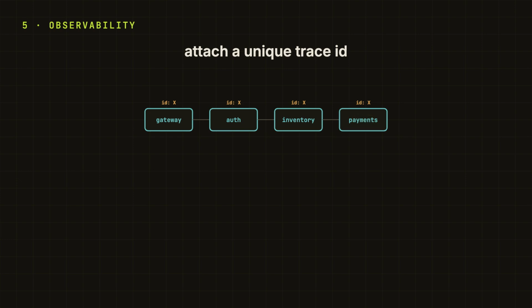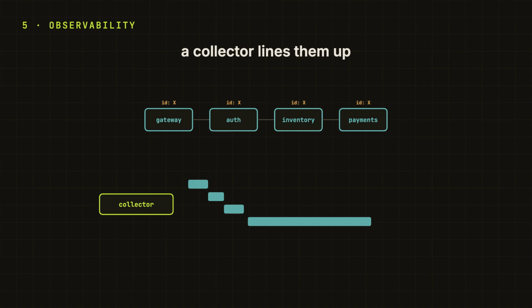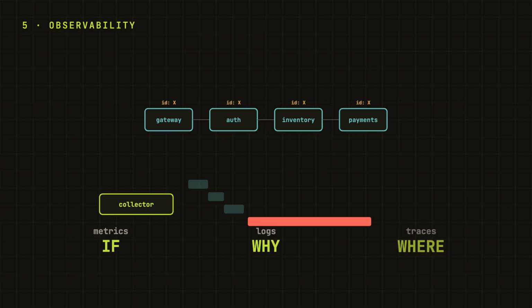And how does that stitching happen? The trace ID rides along in a header on every internal call, so all 12 services see the same ID, and each service separately reports its own little record: I had trace ID X. I started here. I finished here. And that piece is called a span. A collector then groups every span carrying the same ID, lines them up in order, and you see the full journey with the slow one standing out immediately. Metrics say if, logs say why, traces say where.